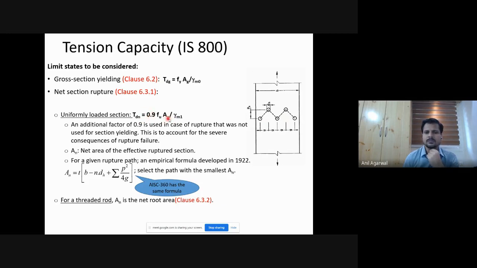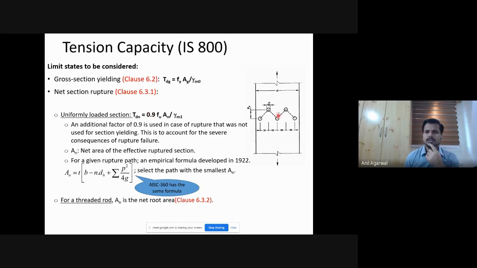And in the previous class, we discussed where this gamma M1 comes from, or what is the rationale of keeping gamma M1 larger than gamma M0. Also, this factor 0.9. So I'm not going to repeat that today. We have had enough discussion. The video is uploaded. You can go there and check.